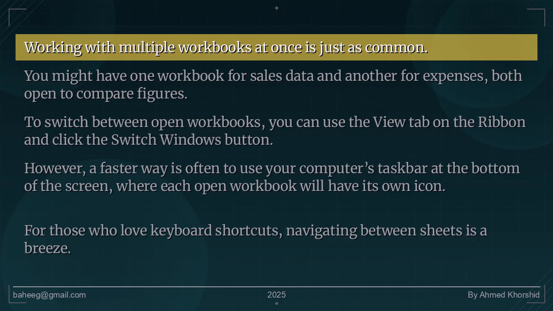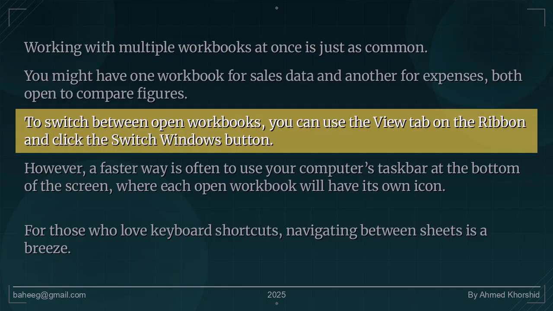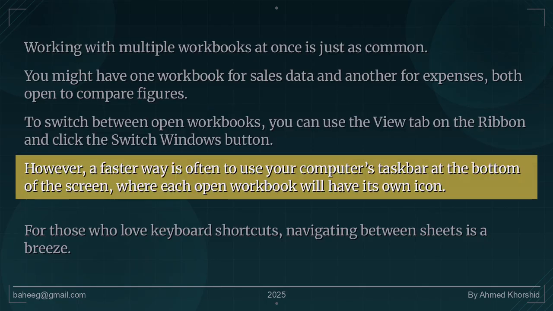Working with multiple workbooks at once is just as common. You might have one workbook for sales data and another for expenses, both open to compare figures. To switch between open workbooks, you can use the View tab on the ribbon and click the Switch Windows button. However, a faster way is often to use your computer's taskbar at the bottom of the screen, where each open workbook will have its own icon.